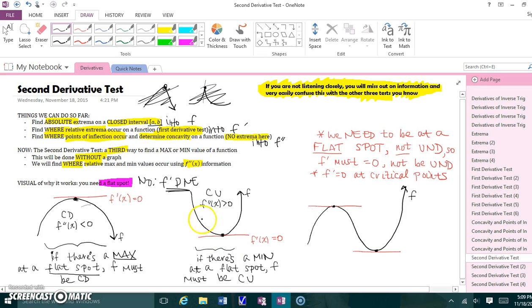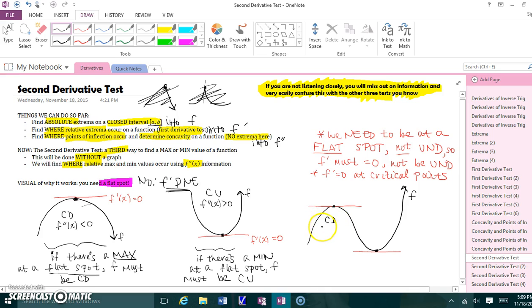Now picture yourself on a graph and you're at a minimum and the first derivative is 0. So you're at a momentary flat spot and there's a minimum on the graph. That's only going to work if it's concave up. Right here, this is just another way of looking at it.